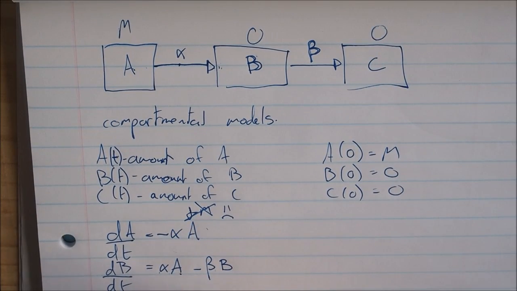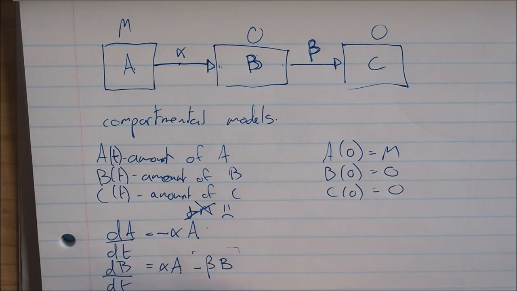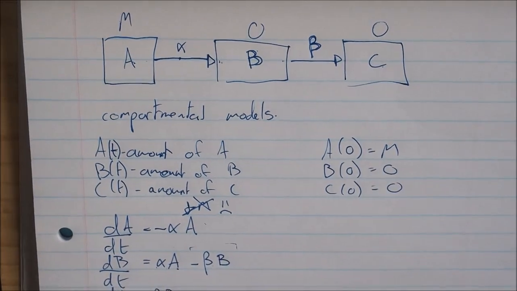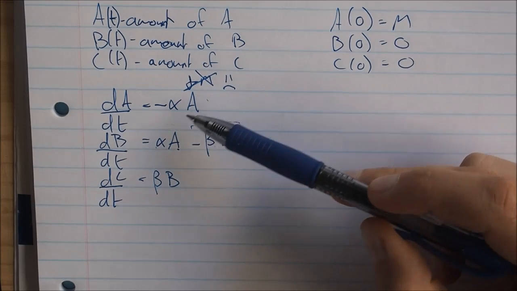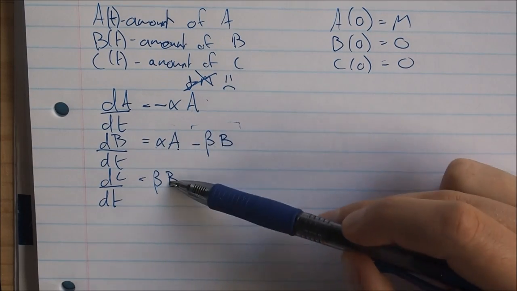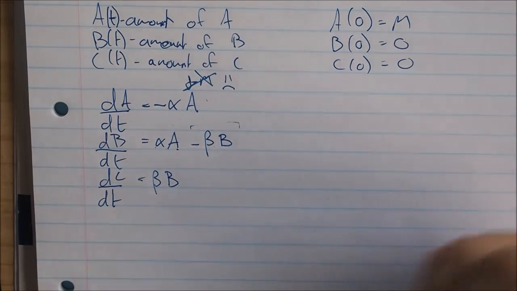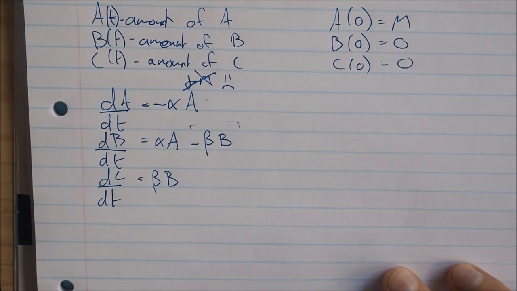So dC/dt is equal to whatever's leaving B is coming into C, and whatever's leaving B is this amount here, so this must be beta times B. And we can see that everything is conserved. If I add this term, this term, this term, and this term, I get 0. So everything balances. No mass or matter is escaping somewhere that we're not accounting for. So the model feels okay.